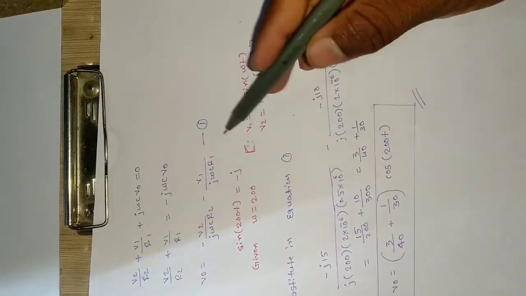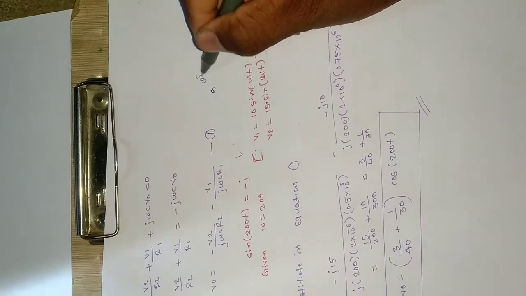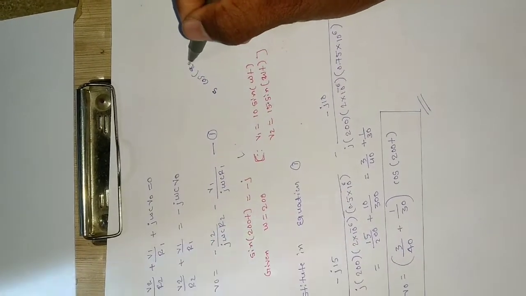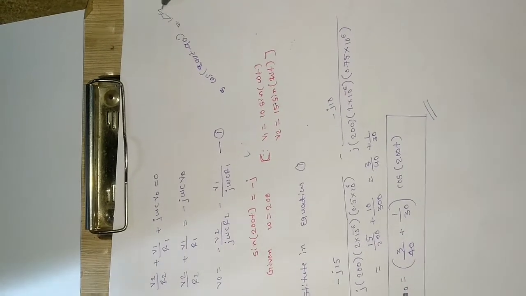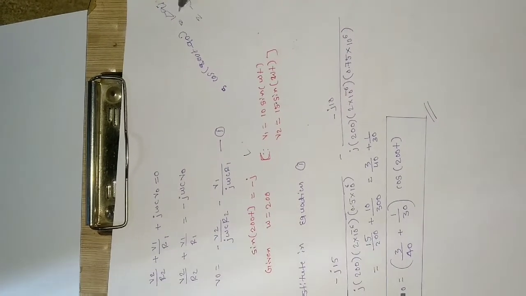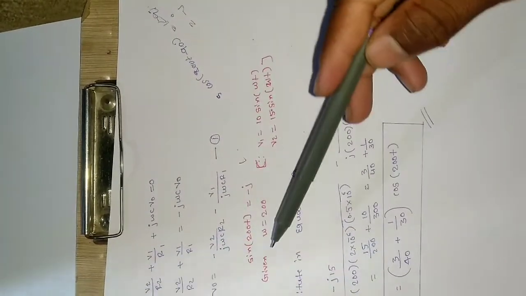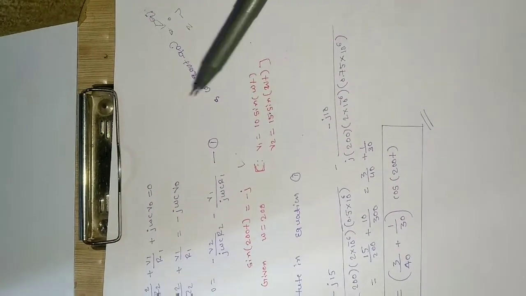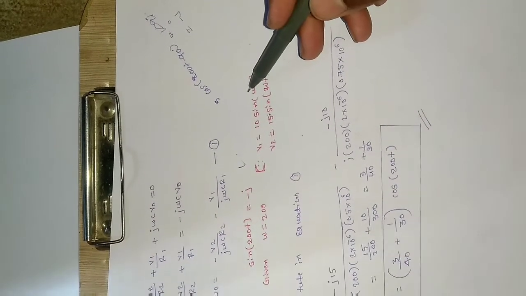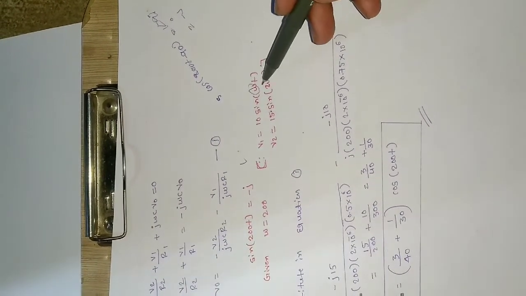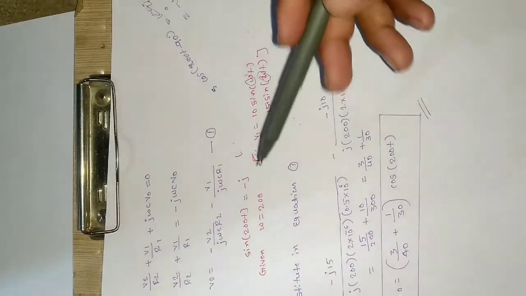We know that sine 200t can be written as cos of 200t minus 90 degrees, which will be an angle of 90 degrees, and this will be equal to minus j here. We know this relation from trigonometry. Then given omega is equal to 200, since the problem itself gives 10 sine of 200t and 15 sine of 200t. So 200 here is the value of omega, the angular frequency.